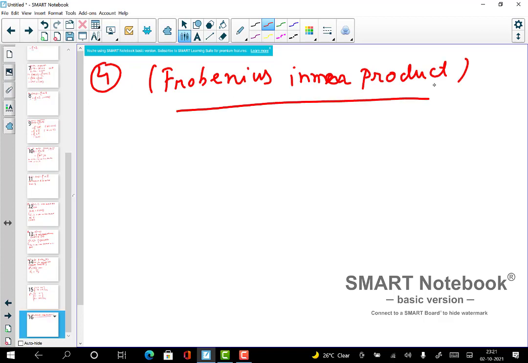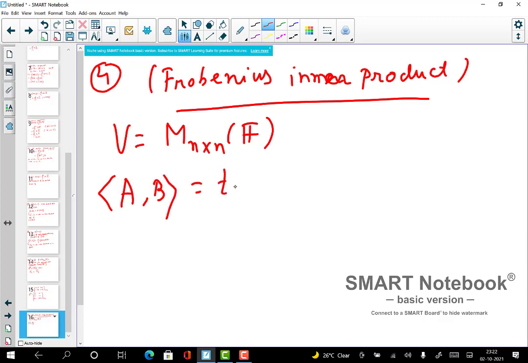Okay, so we define the Frobenius inner product on the space of matrices. What is my space? My space is the space of square matrices over the field F, which can be either real or complex. Then we take two matrices A and B, and we define a product by the trace of B star A. Okay, this is my definition.